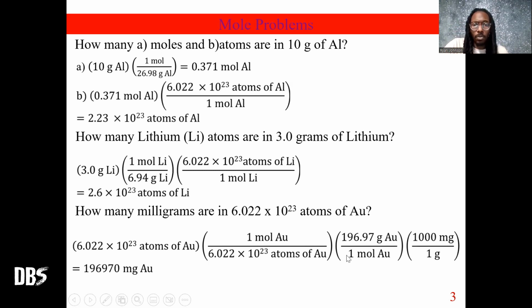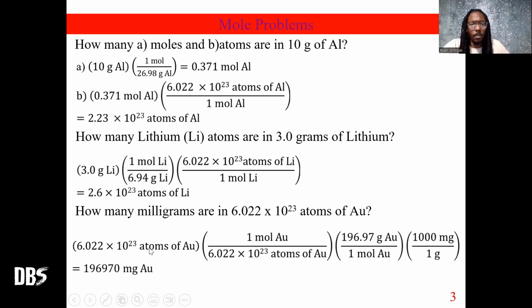So now, moles are canceled, atoms are canceled. Now we're in grams of gold. What do we need to get to? Milligrams. So in order to go from grams to milligrams, we're going to have to use this conversion factor here. For every 1,000 milligrams, there's 1 gram. Okay. So now my grams are canceled out. I'm left with milligrams on top. We do our math, and what we're going to see is I get 196,970 milligrams of gold. Okay.